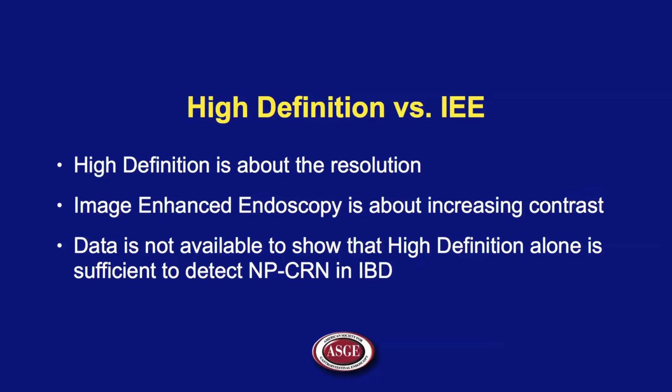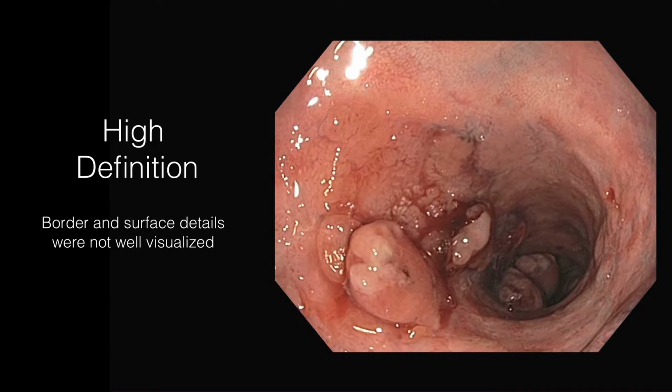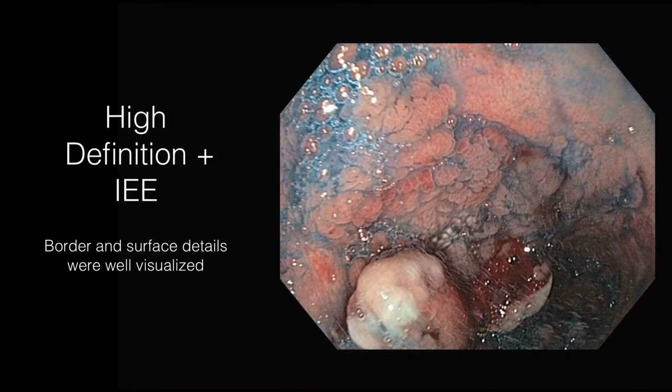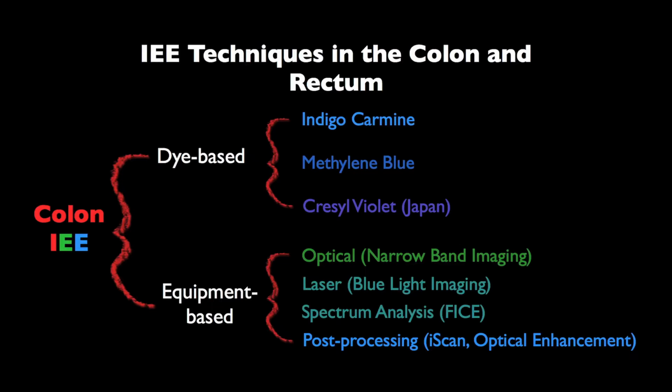Data is not available to date to show that high-definition colonoscopy alone is sufficient to detect flat dysplasia in IBD. This case further exemplifies the difficulty in identifying the borders of a lesion using high definition alone. Using white light high-definition colonoscopy, the polypoid portion of the lesion can be seen. Upon application of indigo carmine, the flat portion of the lesion and its borders are now delineated. There are many image-enhanced endoscopy techniques in the colon and rectum, including dye-based and equipment-based techniques.